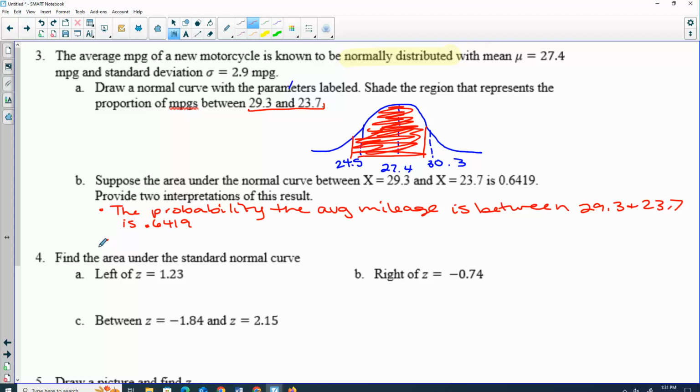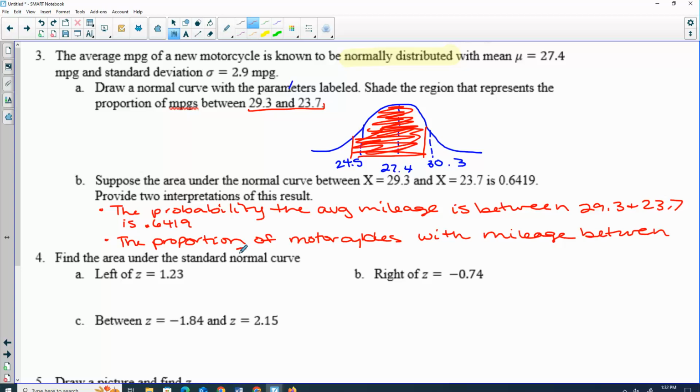So we could think of it as a probability of a single motorcycle having that, or we could think of it as the proportion of the whole population. So we could say the proportion of motorcycles with mileage between 29.3 and 23.7 is 0.6419.